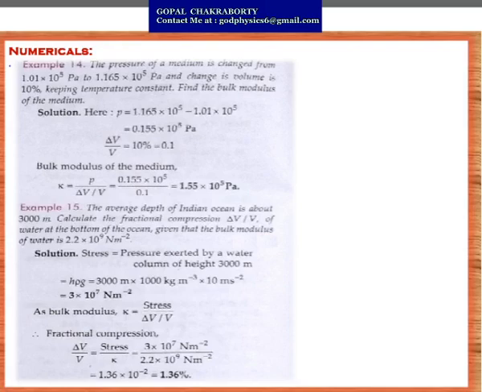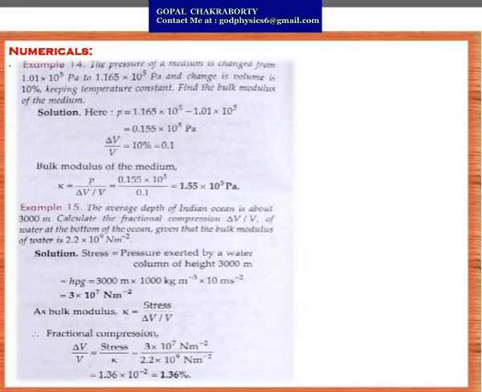Next problem: the average depth of the Indian Ocean is about 3000 meter. Calculate the fractional compression del V by V of the water at the bottom of the ocean, given that the bulk modulus of water is 2.2 into 10 to the power 9 Newton per meter square. So bulk modulus is given here, and you are asked to find out del V by V, the fractional compression.